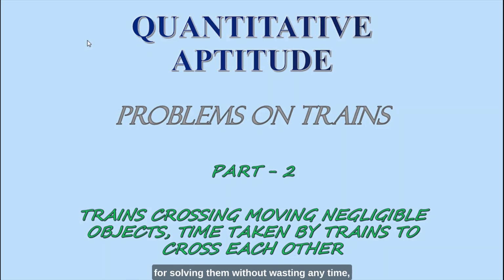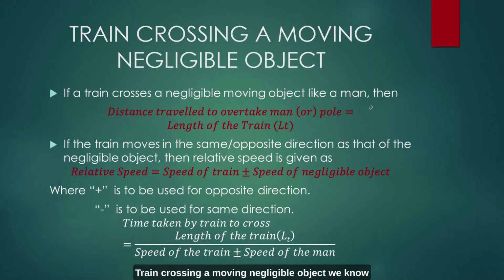Without wasting any time, let's move into the video. Train crossing a moving negligible object. We know that in the part 1 video, we dealt with two cases, namely train crossing a stationary negligible object and train crossing a stationary object whose length is not negligible. So here, the object which the train crossed was stationary, whereas in the part 2 video which we are discussing currently, the train will cross an object which will be in movement and not stationary.